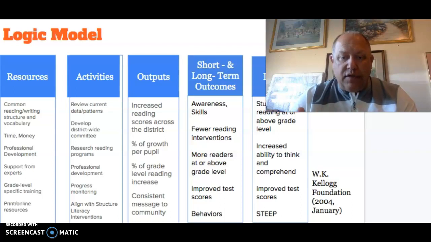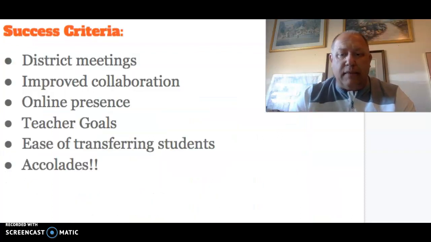And then the outputs, of course, what do you want to see happen? What do we think is going to happen? And then just some things that we know are going to happen short term, better awareness, reading skills for our young learners, things like that. But in the long term, we think it could have some impact on behaviors as well. So some of those impacts we looked at, again, students having the ability to read at or above grade level, improving test scores. And the one down at the bottom is called STEEP. That's one that we should look at as well. So just some ideas about logic model.